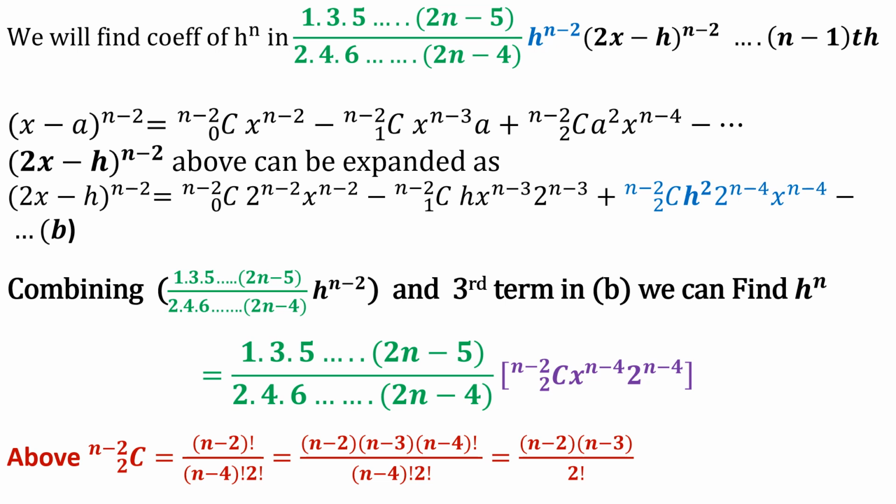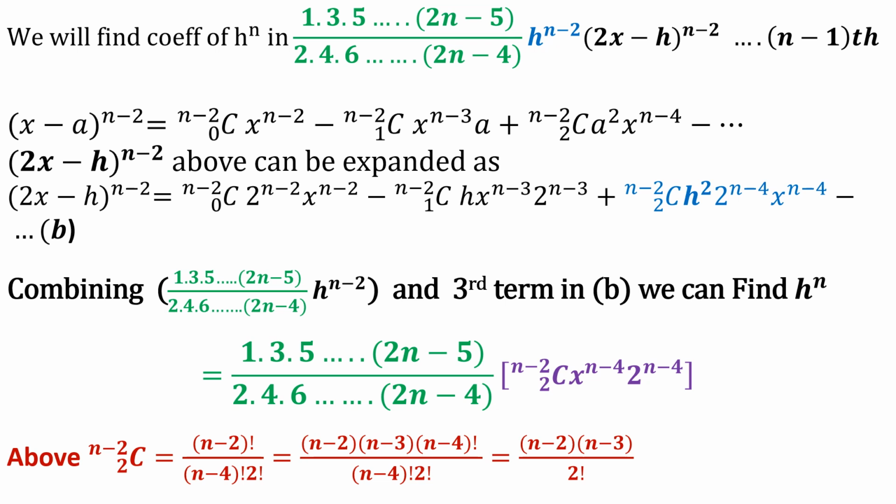You can see here h to the power 0, not required. h to the power 1, not required. h square, that is required. Why? Because h n minus 2 was already there. So we can combine them. So first, second, and third term multiplied by this factor will be the h to the power n coefficient, right?